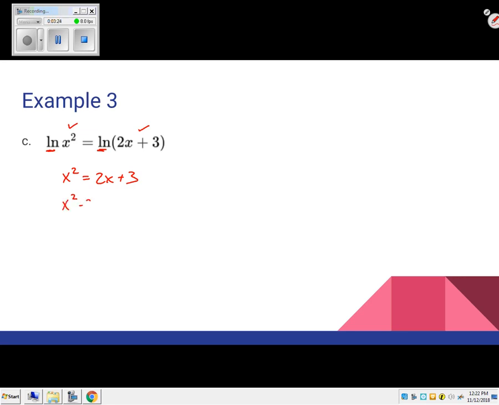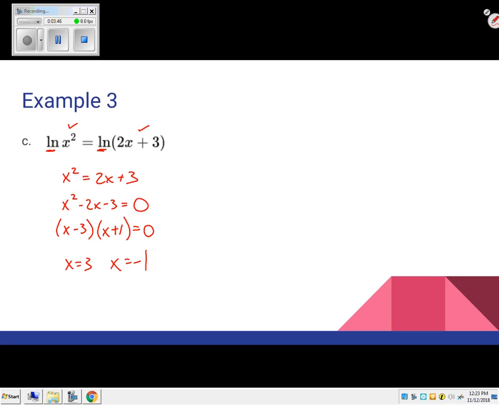The only way I saw something that looked like this earlier this year is where everything was on one side and it was set equal to 0. Yes, factoring. Factoring is back. So I get x minus 3 equals 0, x plus 1 equals 0. So I get x equals 3, x equals negative 1.